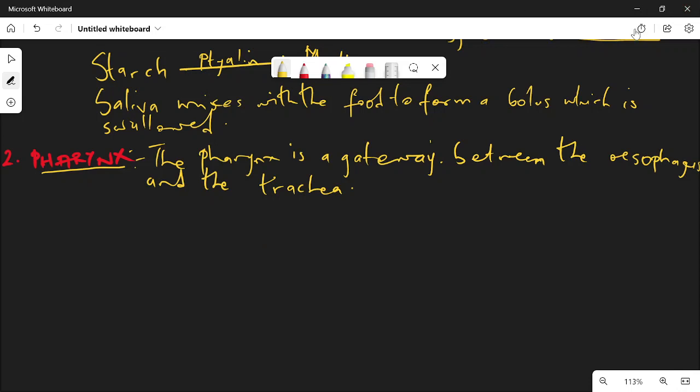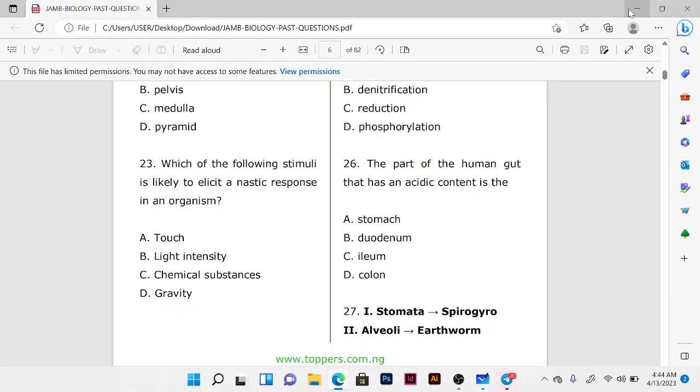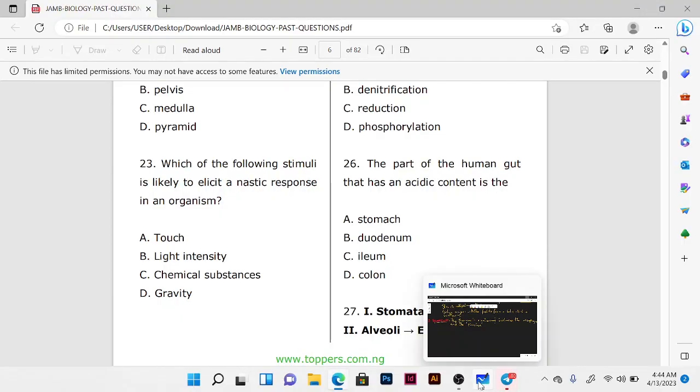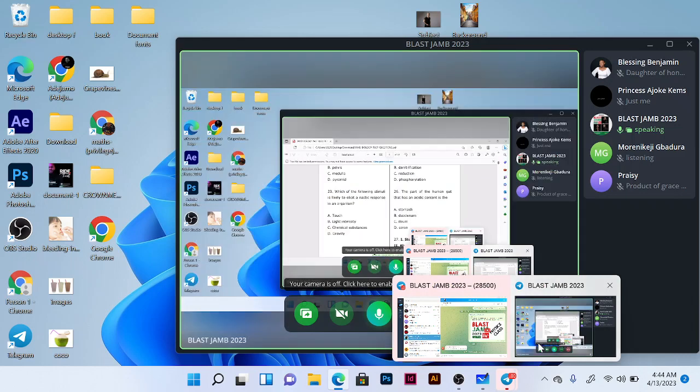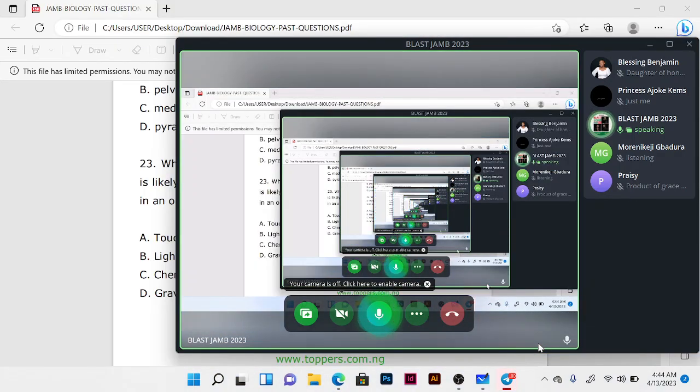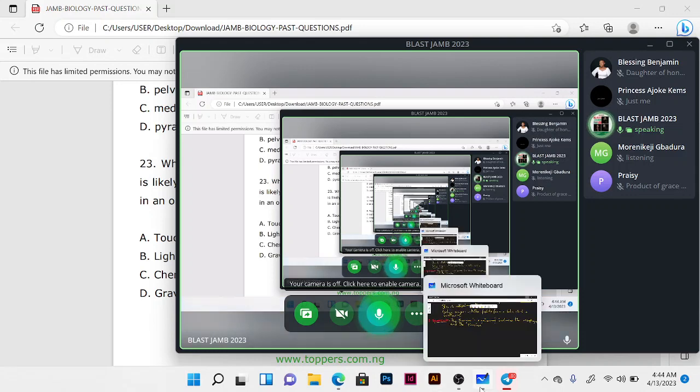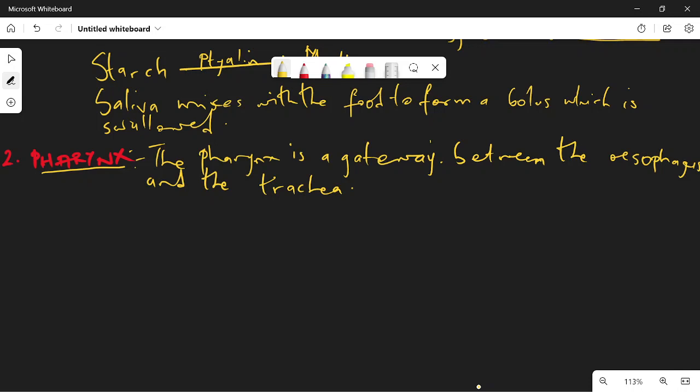If you say no, there's a reason for that. It is simply because we have at least one of these two openings open per time. One of these two can only open per time. The both of them cannot be open at the same time. That is why we have the function of the pharynx here.